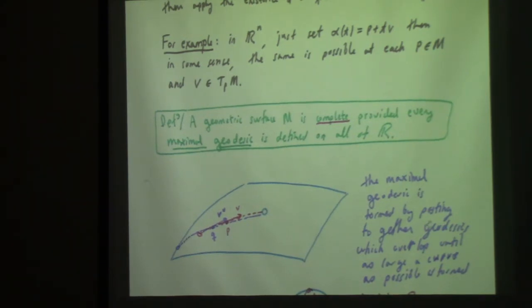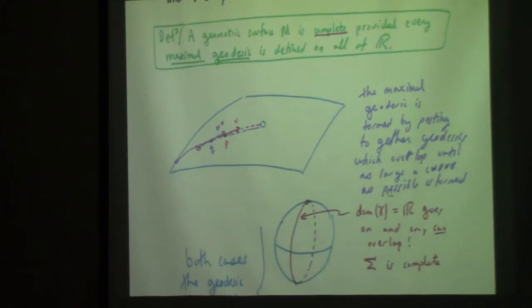A maximal geodesic is formed by pasting together geodesics which overlap until as large a curve as possible is formed. You only have frames locally on the surface, right? So you make the geodesic going to the edge of one frame, and then you pick up the next frame where it overlaps, and you build the geodesic going from there, and you just piggyback, bootstrap perhaps the right word, from frame domain to frame domain to frame domain, and you can build the geodesic going over the whole surface in principle.